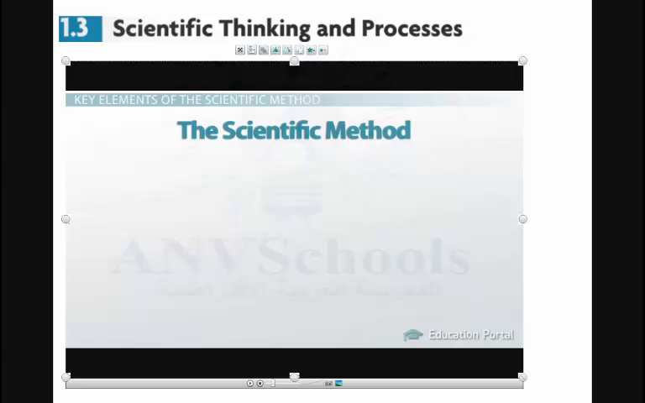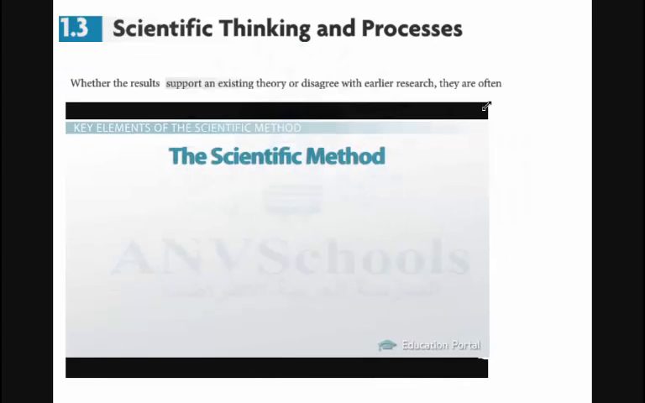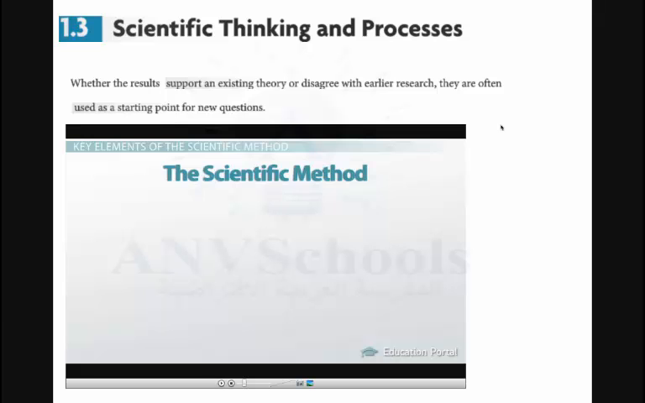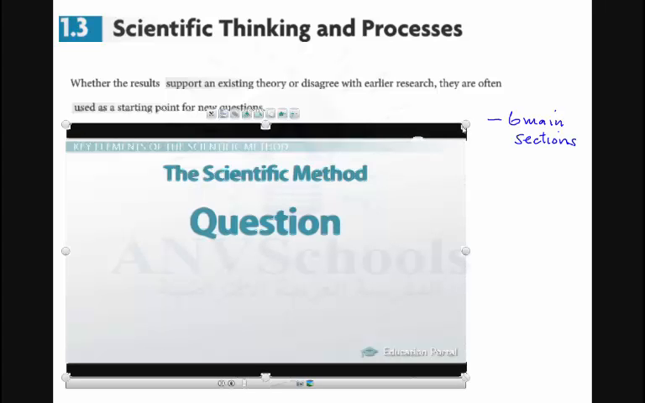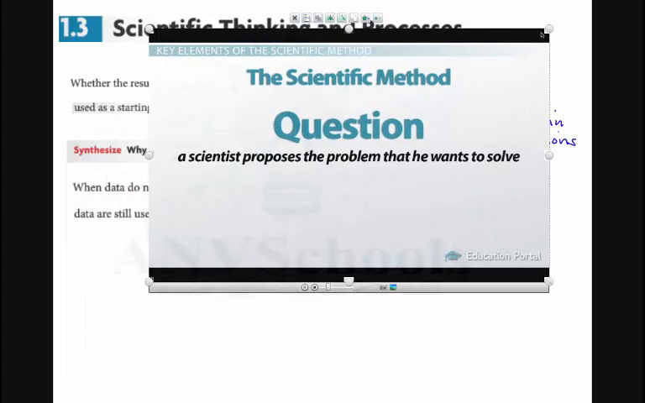Today, we will first of all look at the scientific method. The scientific method has 6 key elements, or can be divided into 6 main sections, as we will be seeing as we go through.